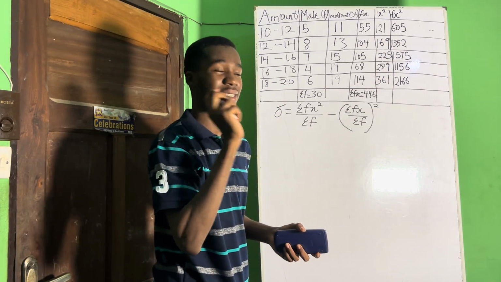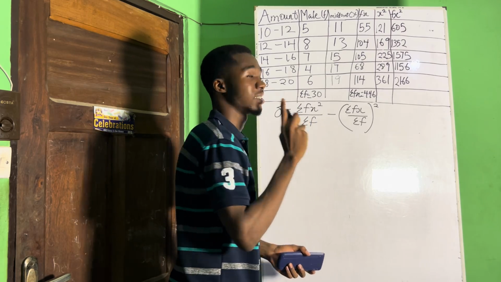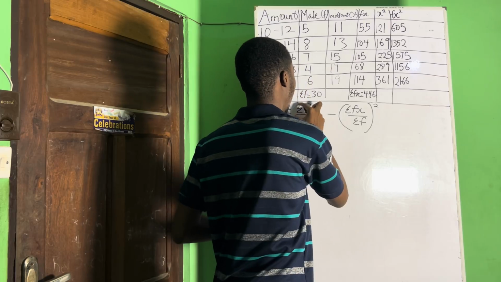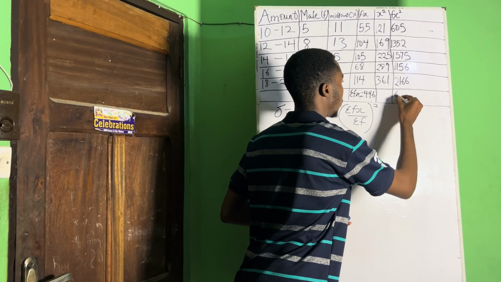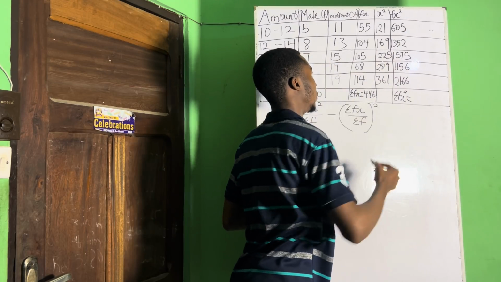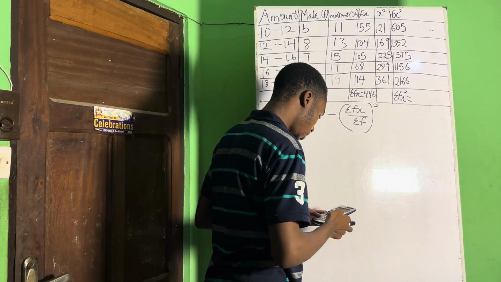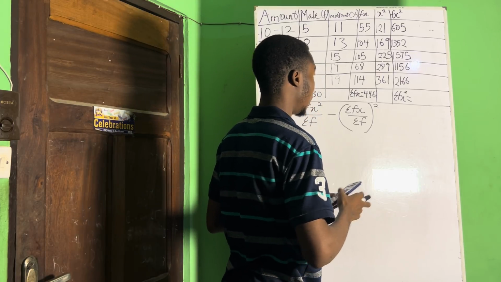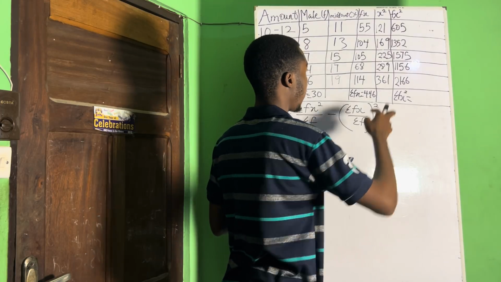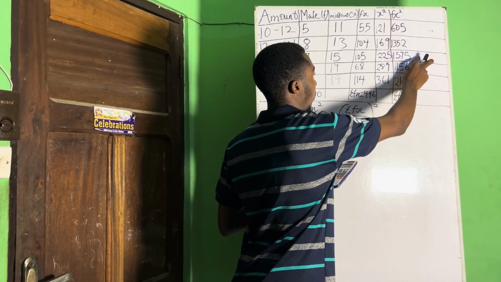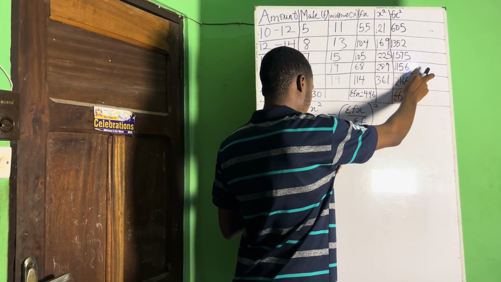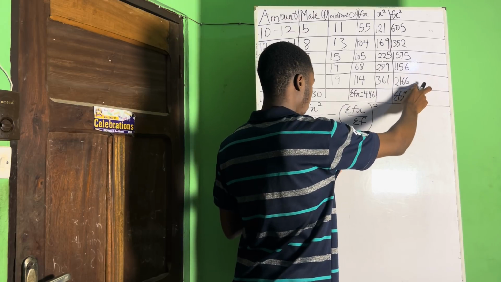But the formula says sigma fx squared, and I told you that sigma means the summation. So it means we have to add all of it to get our sigma fx squared. So you have to add all these values. So we have 605 plus 1352 plus 1575 plus 1156 plus 2166.